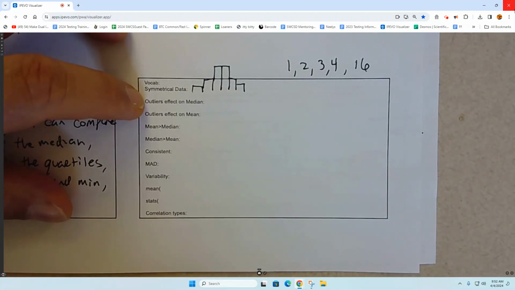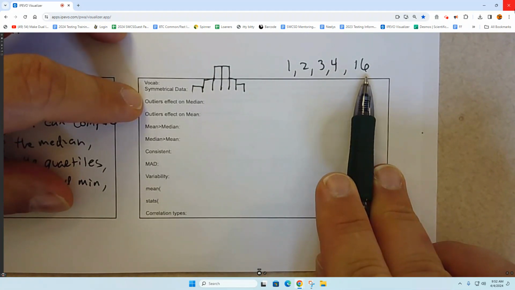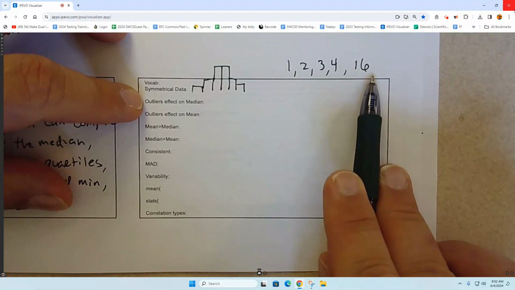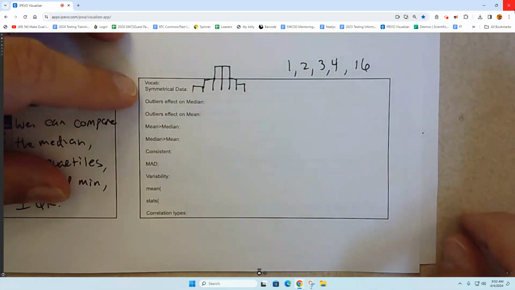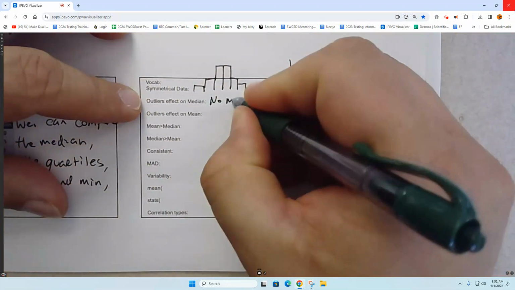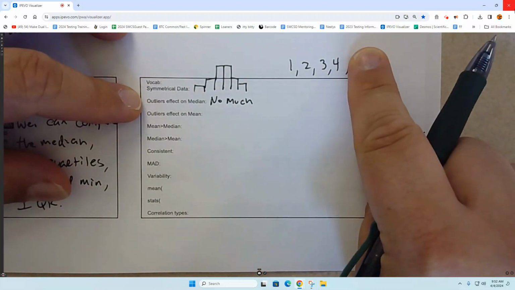It's gonna make it bigger. No. How does this outlier affect the median? It's gonna make the data more spread out. So what is the median of this? 3. If I change this number to not an outlier, it'd still be 3. So how does an outlier affect the median? Not much. You could argue that it affects it a little bit. If I took this away, then it's 2.5.